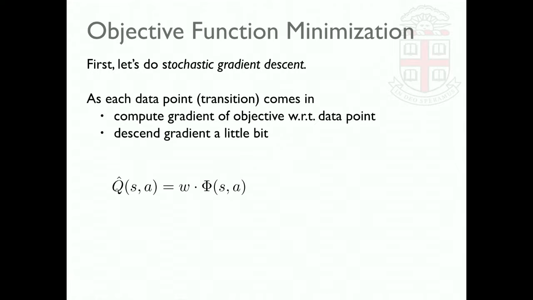So what does the algorithm look like? Okay, so let's do the stochastic gradient descent thing. So that means that instead of collecting up all your data and trying to minimize the error over all of it, what we're going to do is get one transition tuple in. We're going to compute the gradient with respect to w from that transition tuple. We're going to take a small step, and then we're going to take another action. Okay.